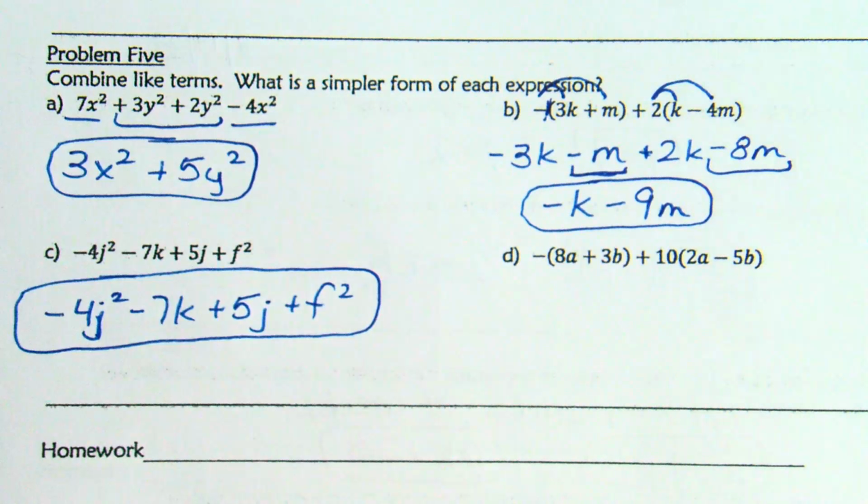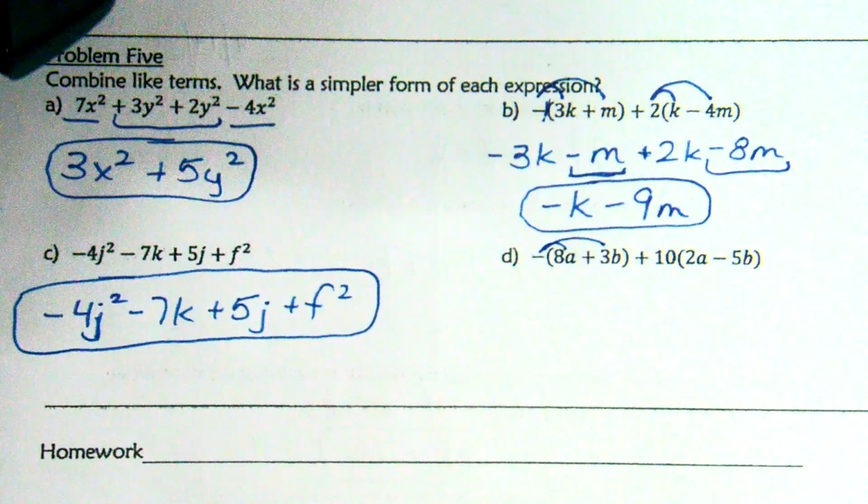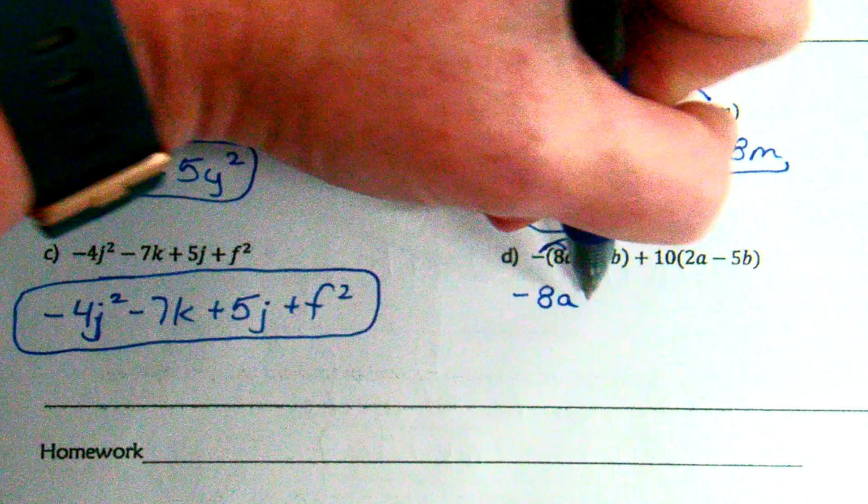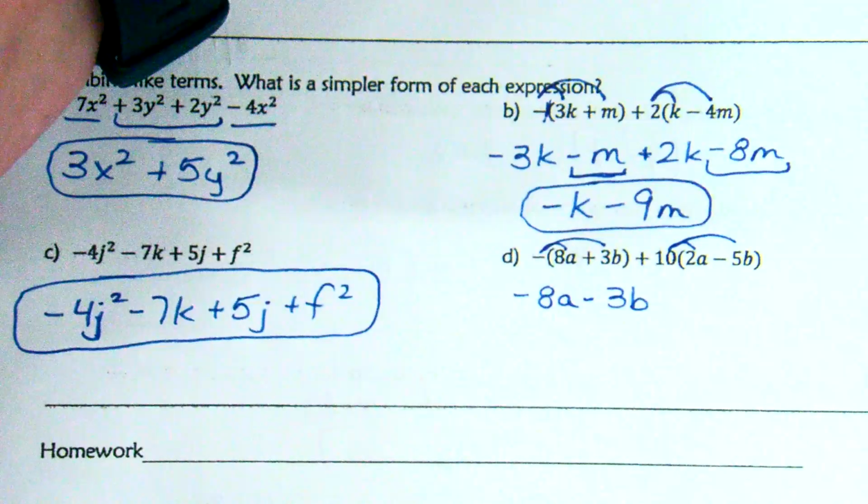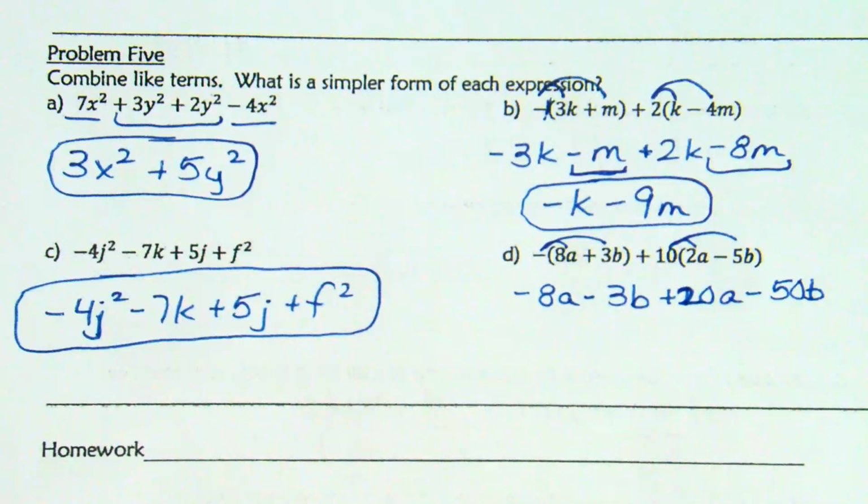Okay, you ready for the last one? What happens with the first parenthesis? Okay, distribute the negative. So that first parenthesis, instead of being 8a plus 3b, is going to be negative 8a minus 3b. On the second parenthesis, distribute the 10. It becomes plus 20a minus 50b.